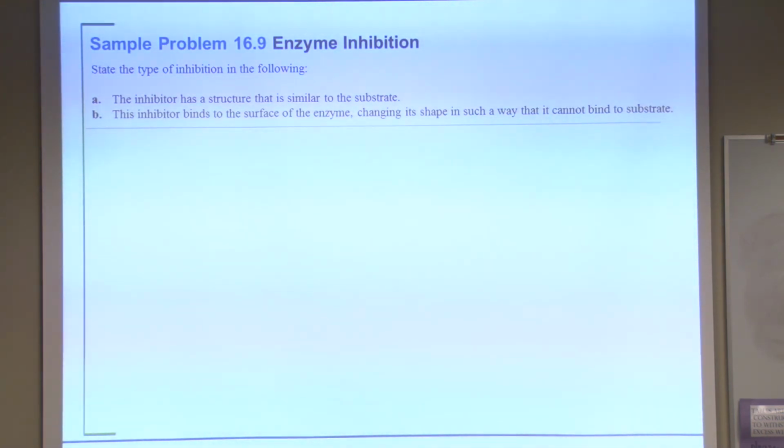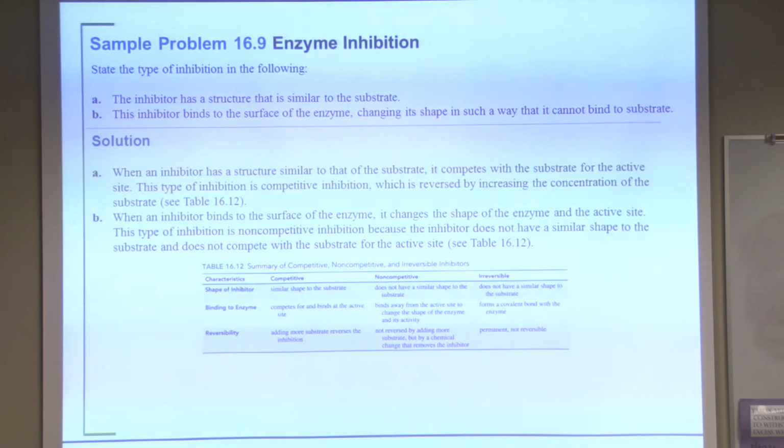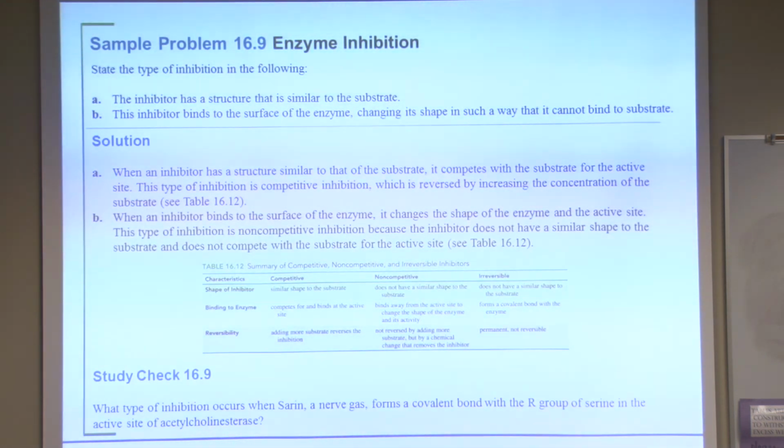State the type of inhibition. The inhibitor has a structure that is similar to the substrate: competitive inhibitor. An inhibitor binds to the surface, changing its shape in a way that cannot bind to the substrate: non-competitive inhibitor. What type of inhibition occurs when serine, a nerve gas, forms a covalent bond? Irreversible inhibition. Nerve gas is an irreversible inhibitor.